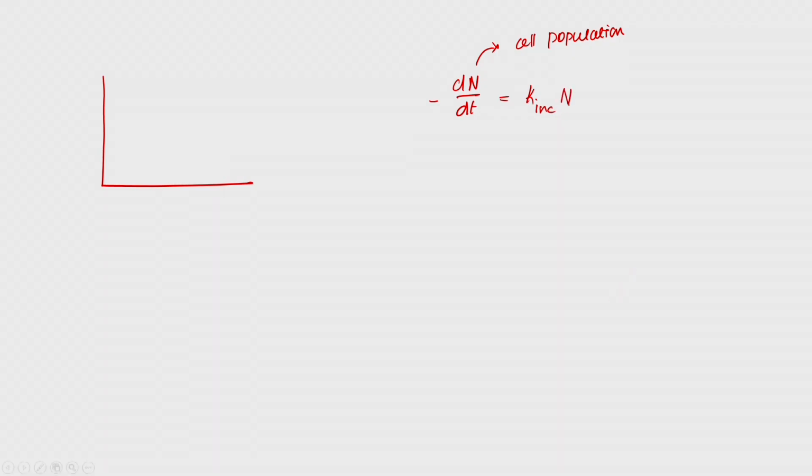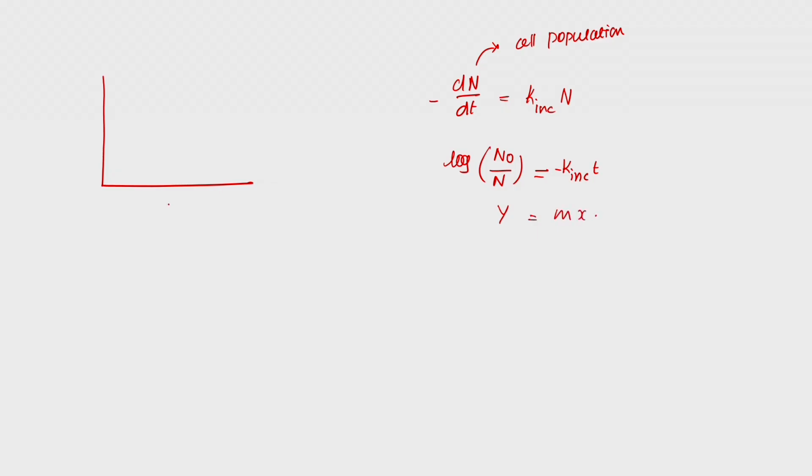And N is nothing but a population, right. So, this is nothing but log of N naught upon N, which is nothing but minus k_inact, minus, because I have taken this minus here, so this is t, right. So, what is this? This is nothing but y equal to mx. So, this is my t time. So, this is log N naught upon, no sorry, this is nothing but N upon N naught.